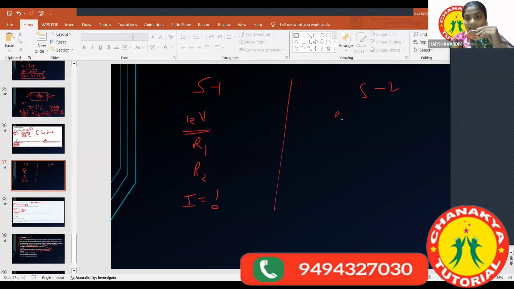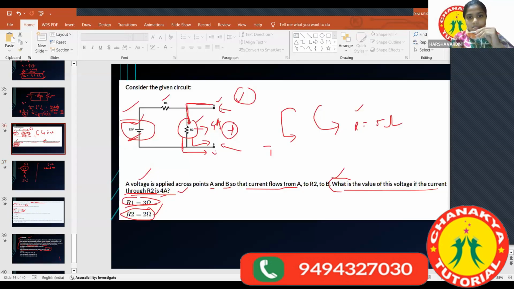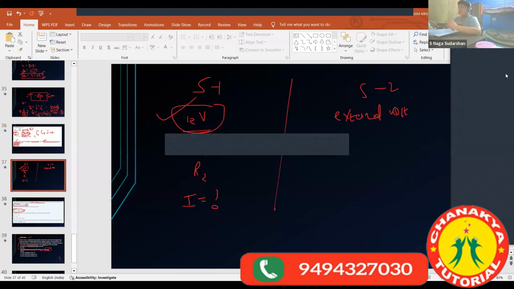Scenario 2 is where you are applying external voltage. Instead of only the 12 volts, extra voltage is also being applied through A and B, to these 2 points. Ma'am, your voice is breaking. A and B, to these points you are applying extra voltage. Rather than that, extra voltage is also being applied. That is scenario 2.